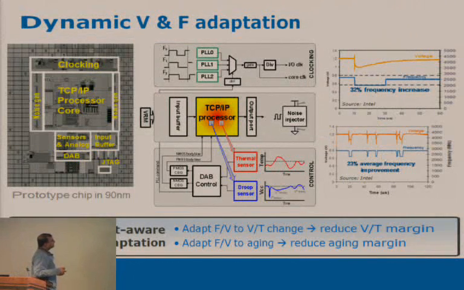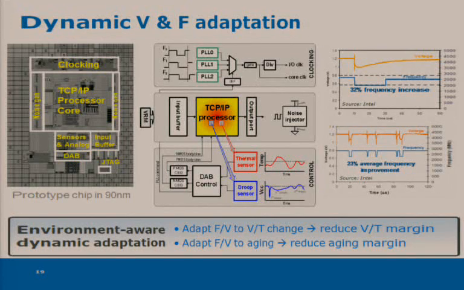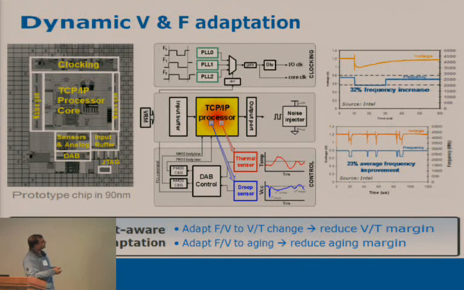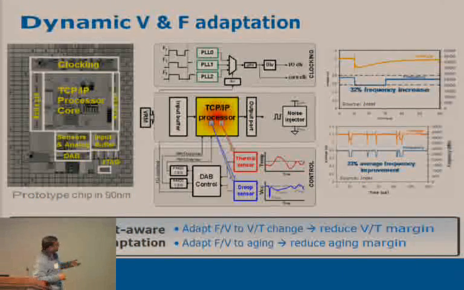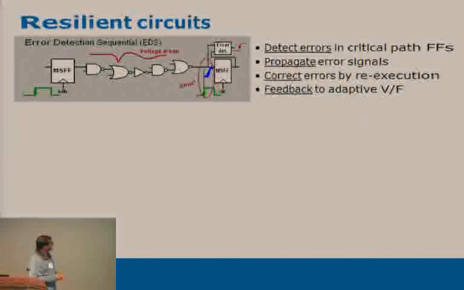Some results in dynamic adaptation to voltage and frequency variation: we built a processor which has thermal sensors and droop sensors. When the voltage droops, the frequency changes to track the droop. And the droops are infrequent, so you can adapt to them quickly. You can do the same thing for aging degradation.